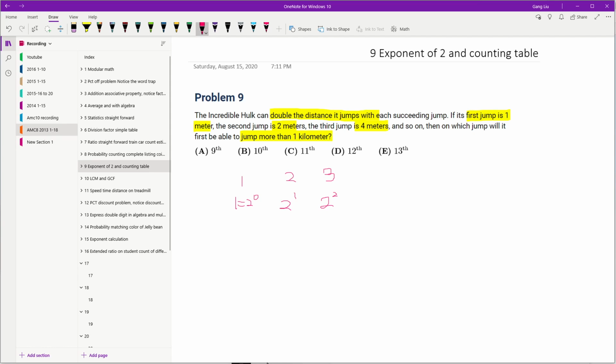So we know that 2 to the 10th is 1024, which is more than 1 kilometer. And because the index is always 1 less than the jump number, it will be at the 11th jump when the jump is more than 1 kilometer. Answer is C.